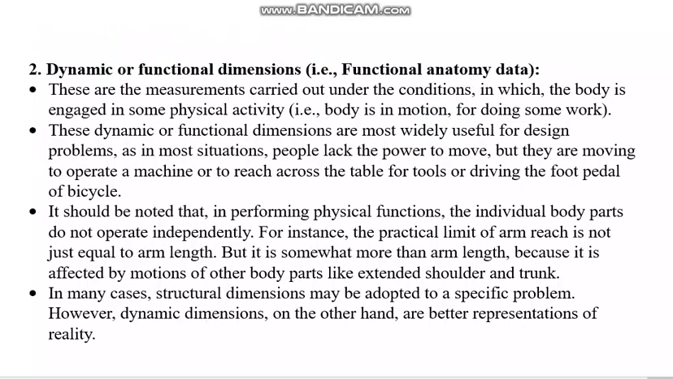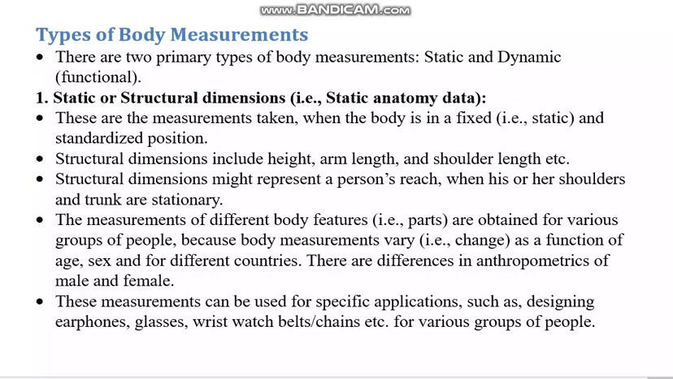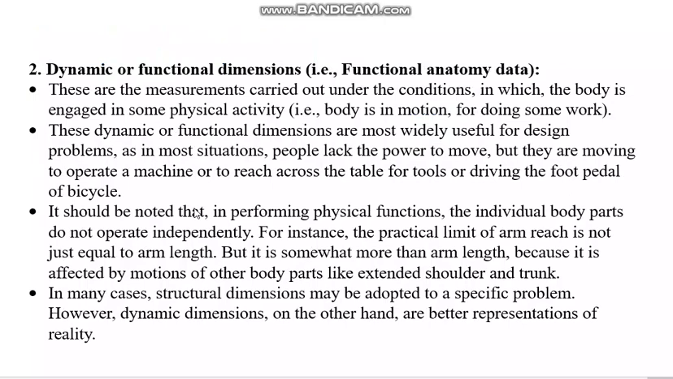Okay, now we saw about the static dimensions, where all these height, arm length, and other things are taken without the shoulder and the trunk moving or turning about. Whereas now if we are talking about dynamic or functional dimensions, these measurements are carried out under the conditions in which the body is engaged in some physical activity, like the body is in motion or it is doing some work.